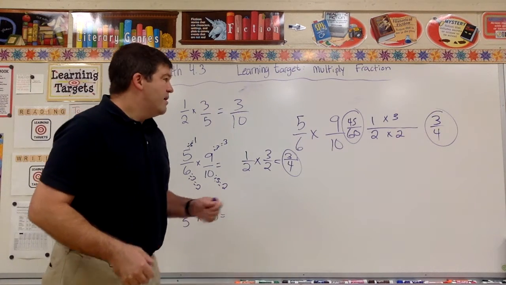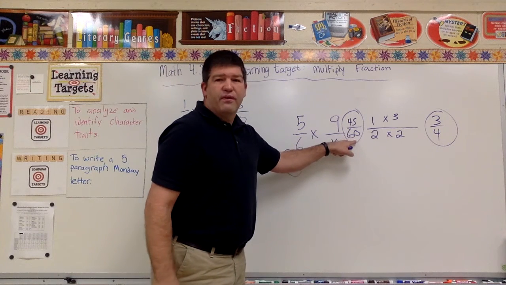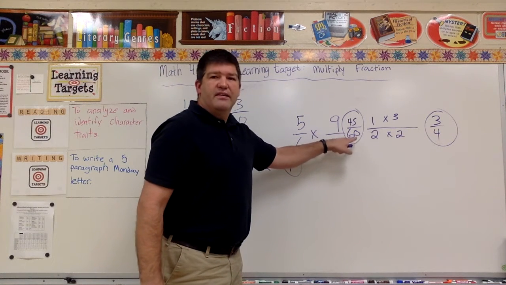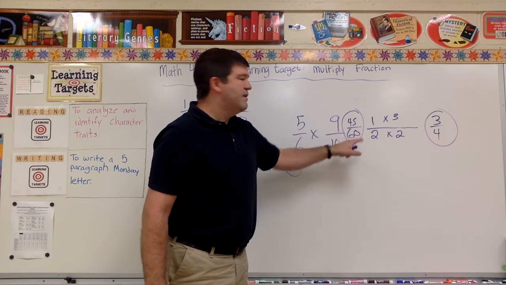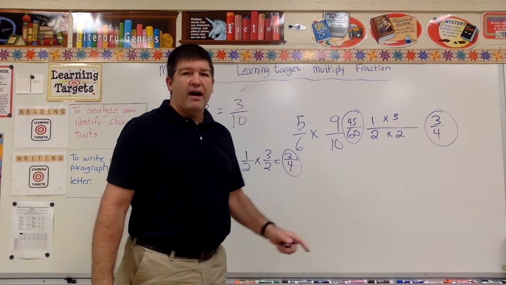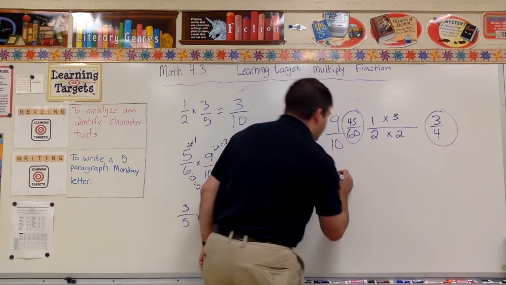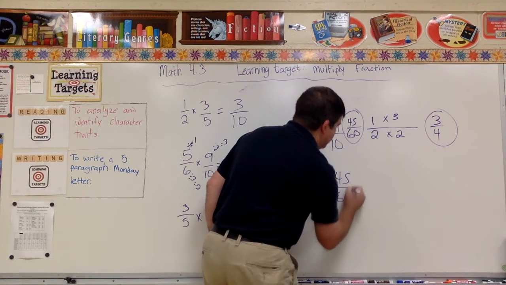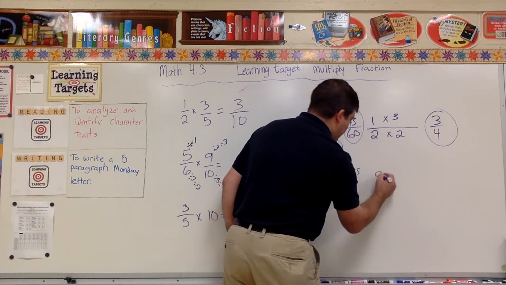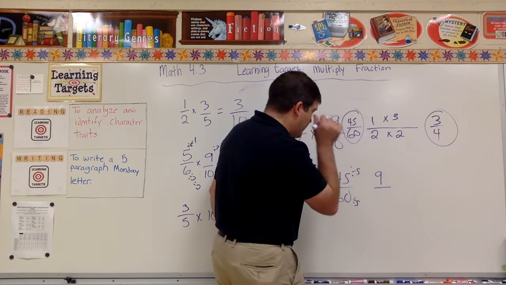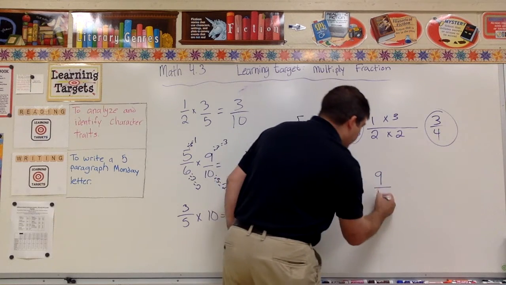Okay. If you would just multiply across, you're going to get this 45 over 60. You're going to need to simplify that. When a number ends with 5 and 0, I know I can divide it by 5. So I could start by that. 45 over 60, divide each side by 5. That's going to get me 9, and that is going to get me 12.